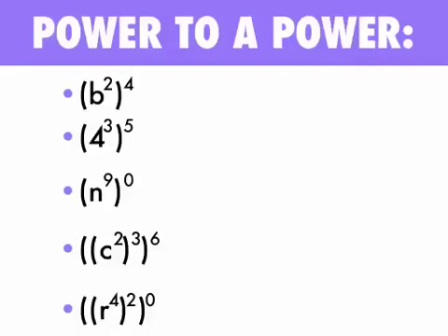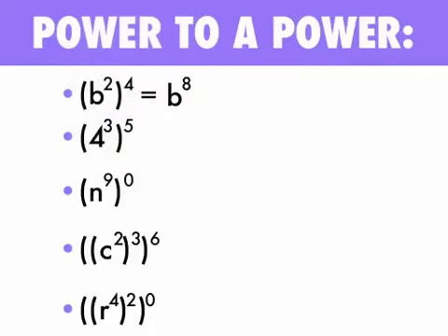When you have a power to a power, your problem is always going to have parentheses around the power, and then right outside of the parentheses, you're going to have another exponent. So if you look in parentheses at the first example, I have b squared, and then right outside of the parentheses, I have this raised to the fourth power. When this is the case, you go ahead and multiply the exponents. So this is going to be b to the 8th.